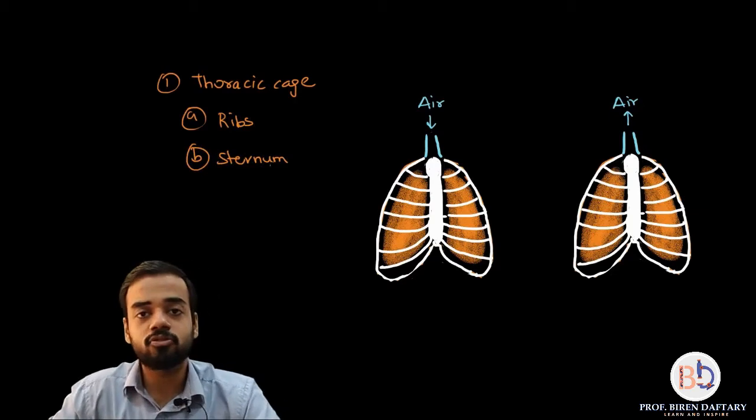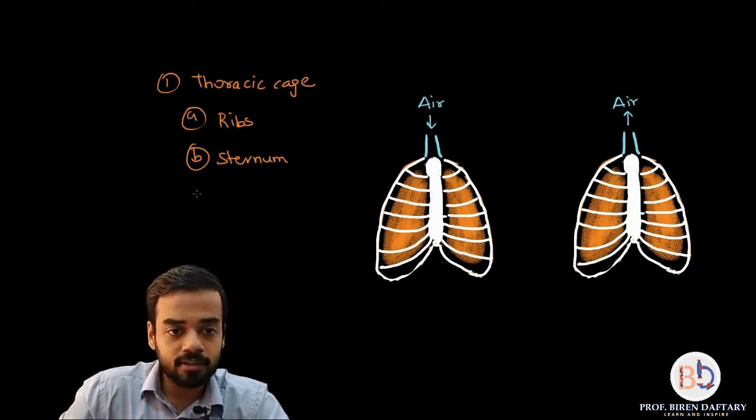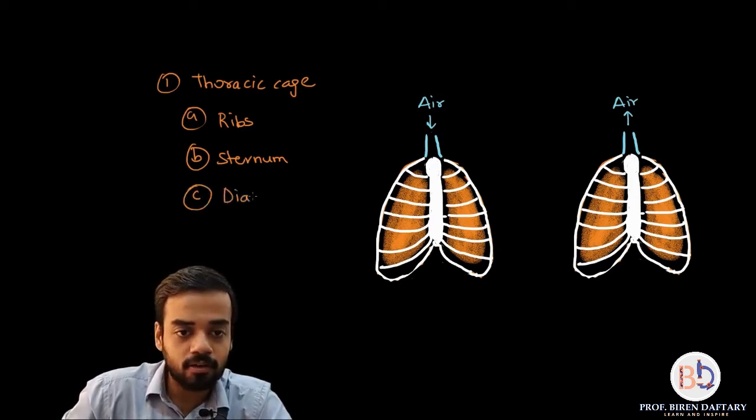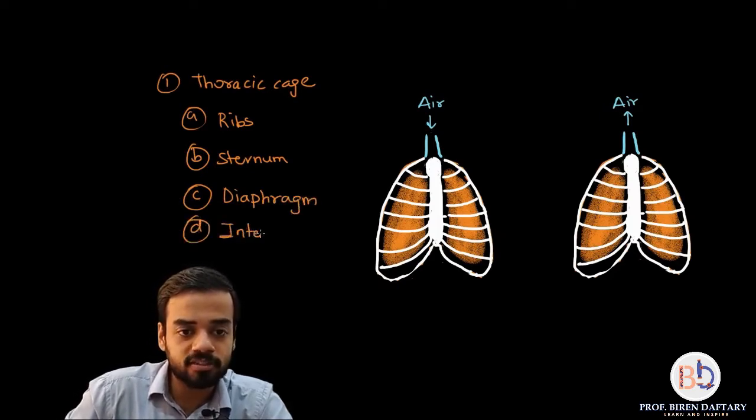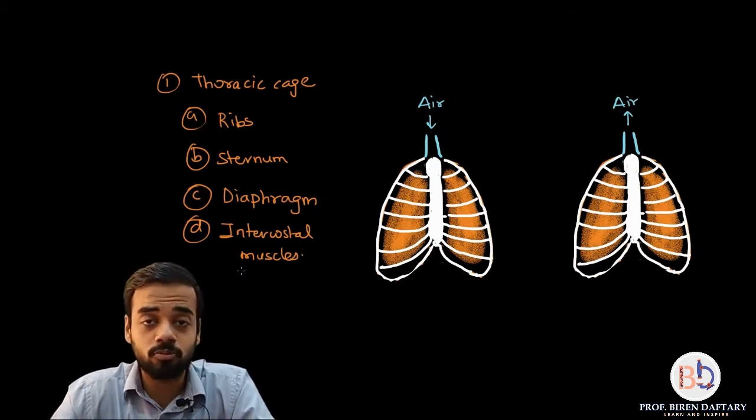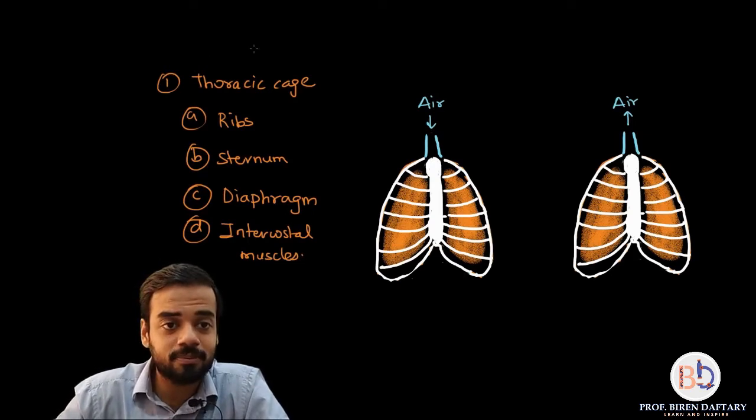And apart from these two structures, there are two muscles which help in breathing. The third thing which is useful in breathing is the diaphragm muscle, which we have already talked about, and the fourth muscles are the intercostal muscles. Intercostal muscles have already been covered in the 11th standard human locomotion chapter. So intercostal muscles are basically the muscles which are present over here.